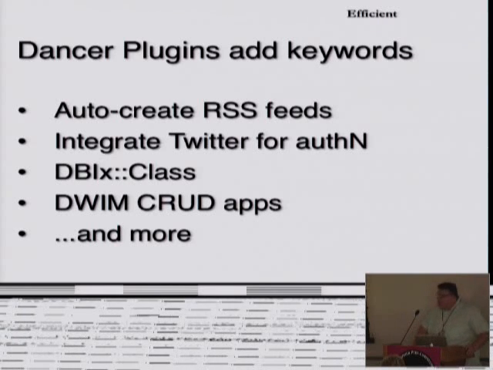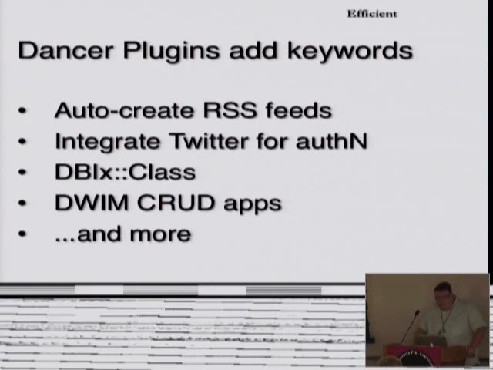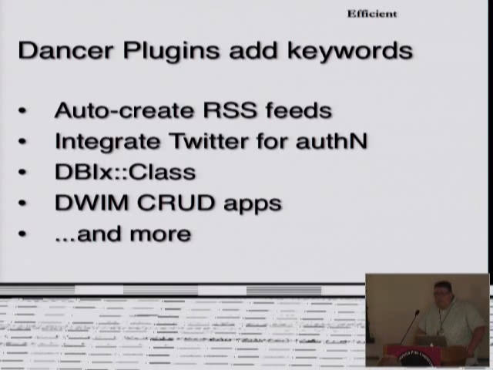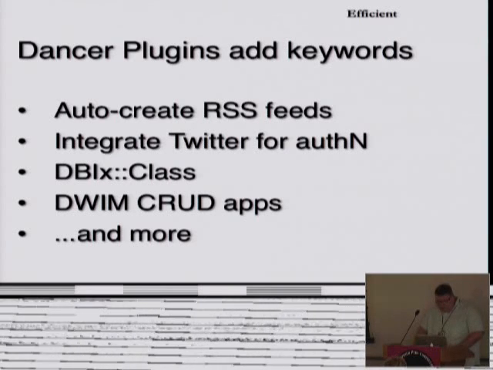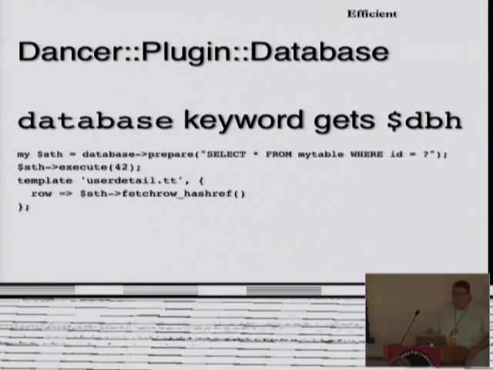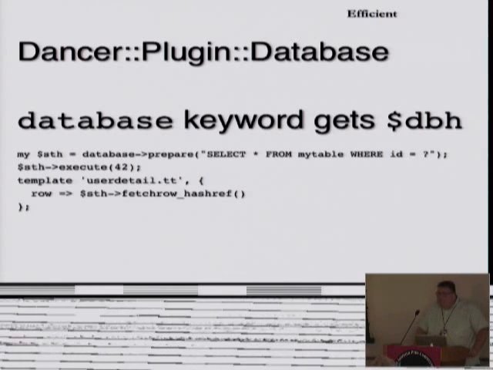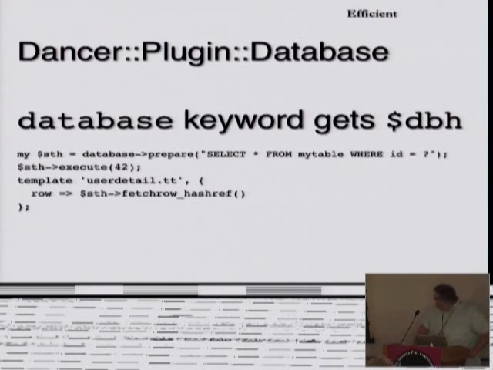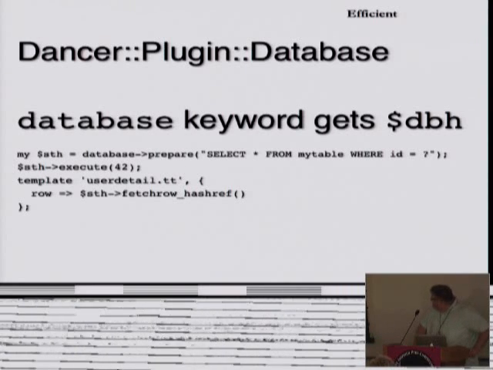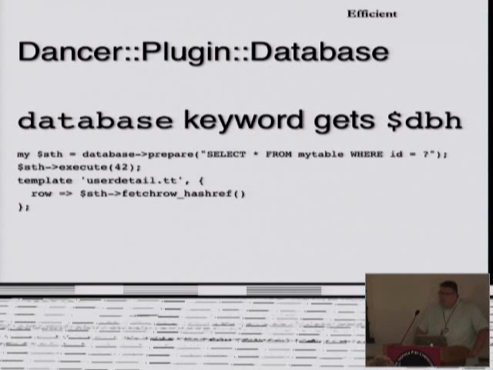There's more every day. And if you go out to MetaCPAN or whatever and you search for Dancr plugin, you'll actually get a pretty nice list of all of them. They're really useful. Just to toot my own horn a little bit, one of the plugins that I've worked on myself is Dancr plugin database. It's pretty handy. One of the keywords that it gives you is called database. That may not be a surprise. But what it does is it gives you the actual handle that it opens for you. And it means that you can do pretty straightforward syntactic sugar stuff like this, where you'd say database prepare and then some query and execute it.